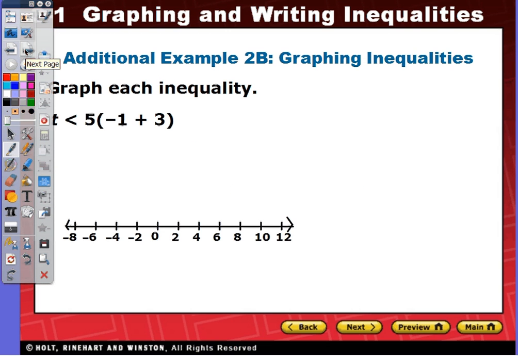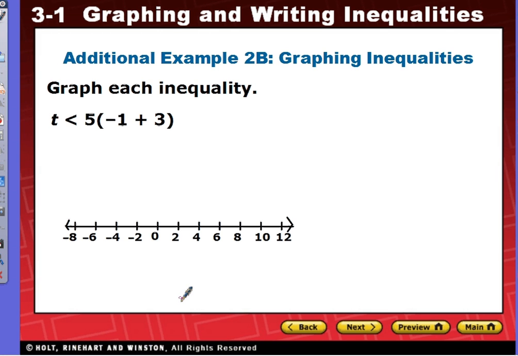All right, t is less than 5 times the quantity -1 plus 3. You don't have to write this one down, just watch as I do it. They're just trying to fool you here into doing a little bit of math. And so t is less than 5 times 2, so t is less than 10. So we put our open circle on 10, and we're looking for numbers less than 10, so we draw our arrow to the left. If I want to check this, I usually check with 0, because 0 is so easy. If I plug in 0, it will be less than 10, so I know I'm correct.